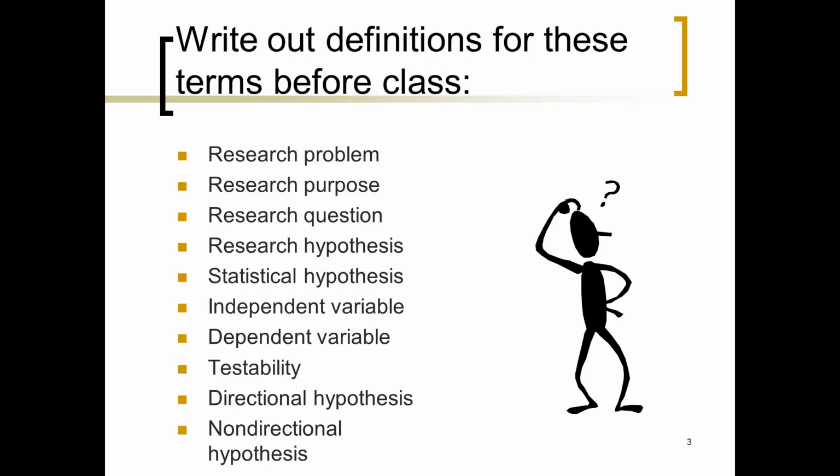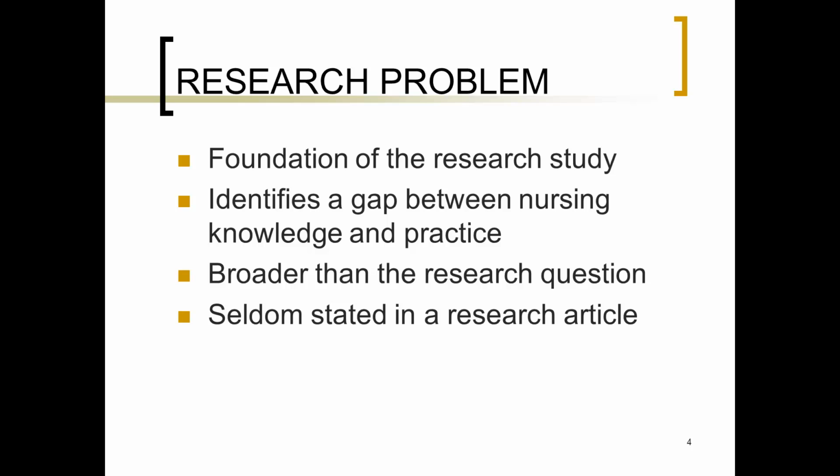So some of the terms that you're going to see throughout this semester are terms like research problem, research purpose, research questions, research hypothesis, statistical hypothesis, dependent variables, independent variables, testability, directional hypothesis, and non-directional hypothesis. And we'll go over these in the next, I think about 26, 27 slides.